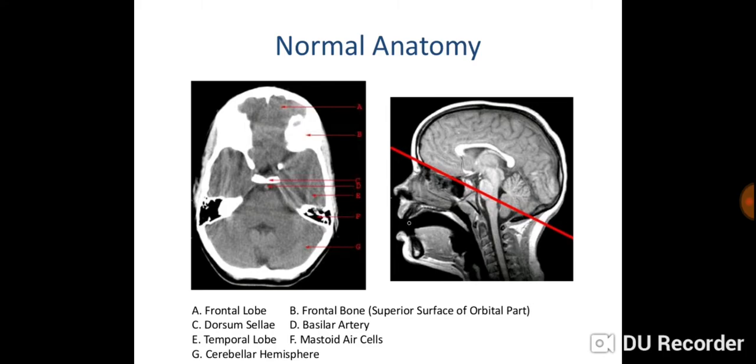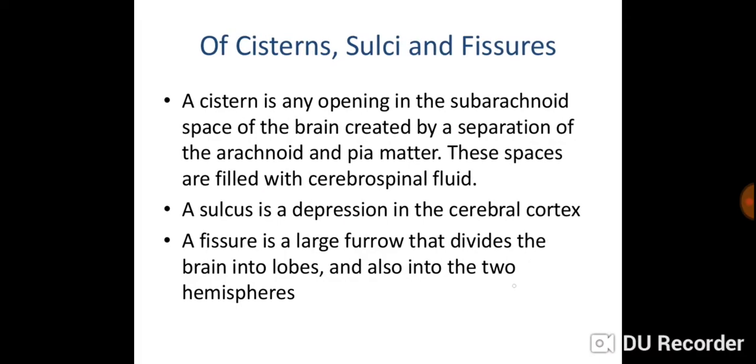Now a little higher cut, you can see the frontal lobe starts appearing around here. You see the temporal lobe here. You see the frontal bone. You see the dorsum sellae. You see the temporal lobe here again. The mastoid air cells. This does not have communication with the outside, so it's not the external auditory meatus. And you see the cerebellar hemisphere, where characteristic cerebellar features will be seen.